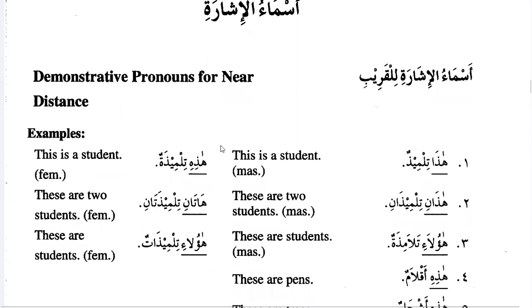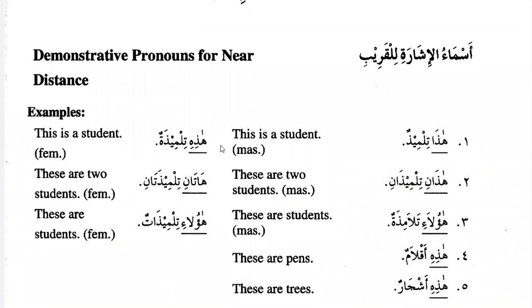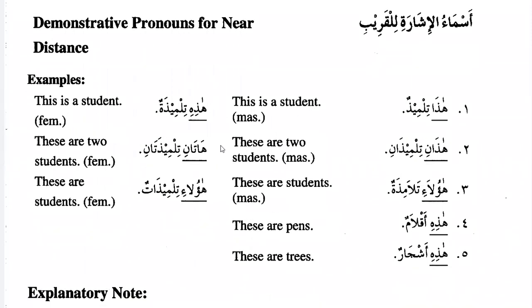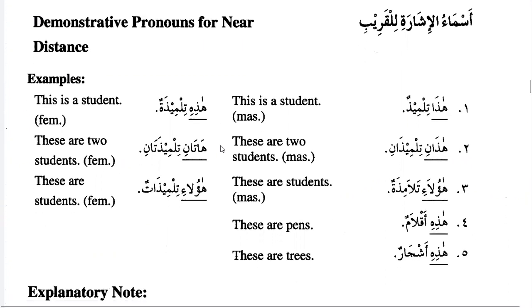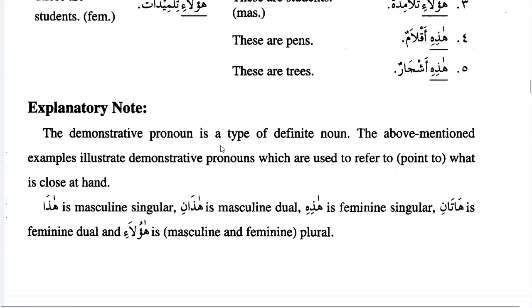These are two students, feminine. Hatani tilmizatani. These are students, feminine. Ha ulai tilmizatun. This is a student, masculine. Hada tilmizun. These are two students, masculine. Hadani tilmizani. These are students, masculine. Ha ulai talamiza. These are pens. Hadhihi aqlamun. These are trees. Hadhihi ashjarun.